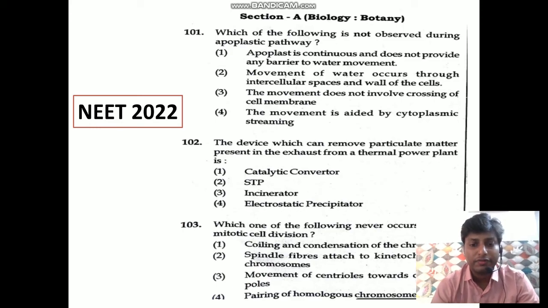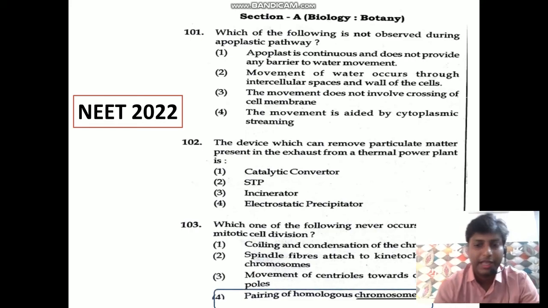But in case of the fourth option, that is pairing of homologous chromosomes, now dear students, as we said, homologous chromosomes pair only during meiosis and not during mitosis. So the incorrect option is the fourth option, that is nothing but pairing of homologous chromosomes.